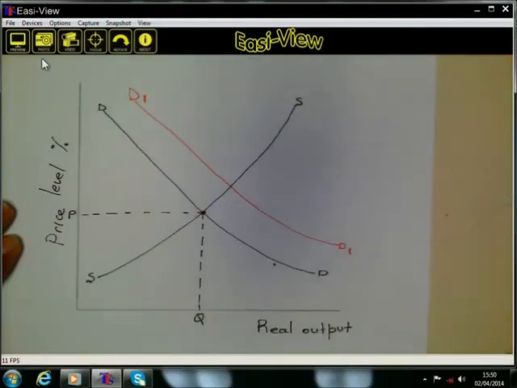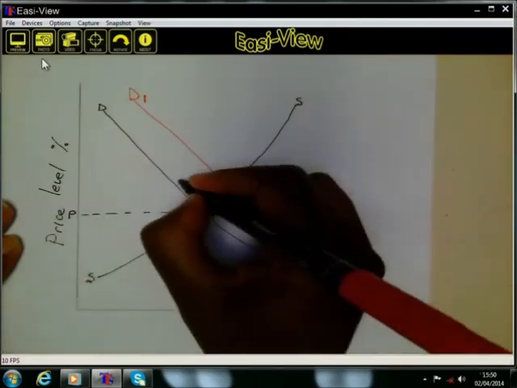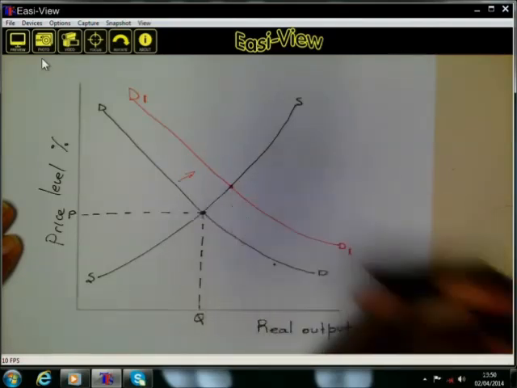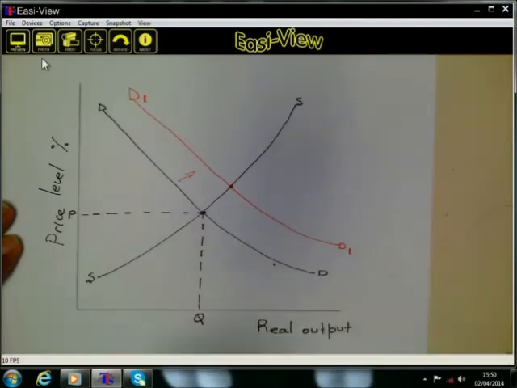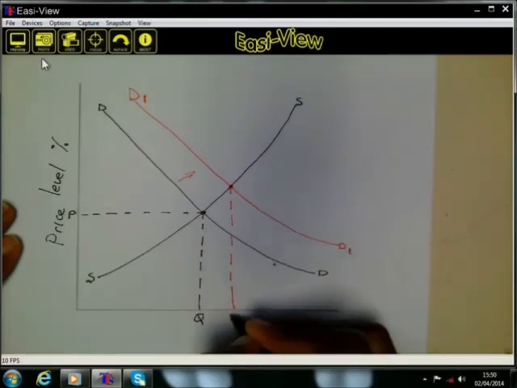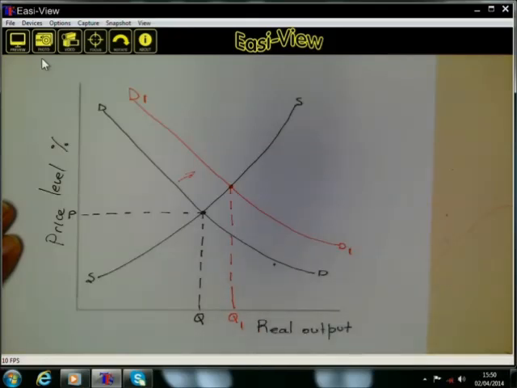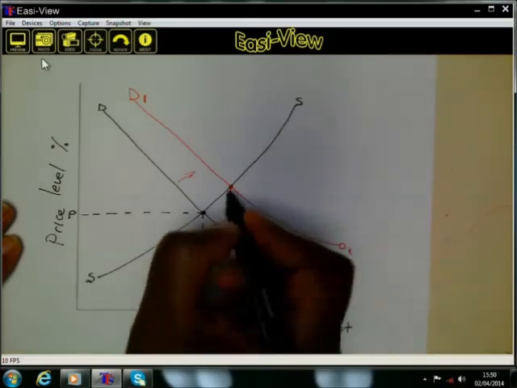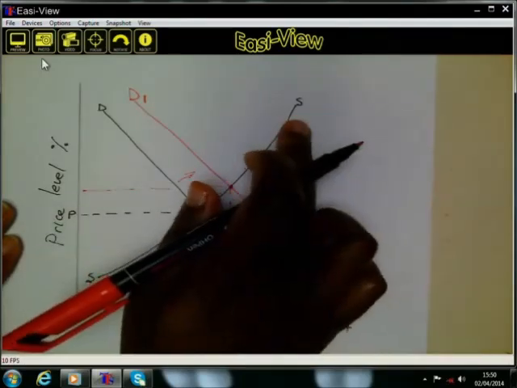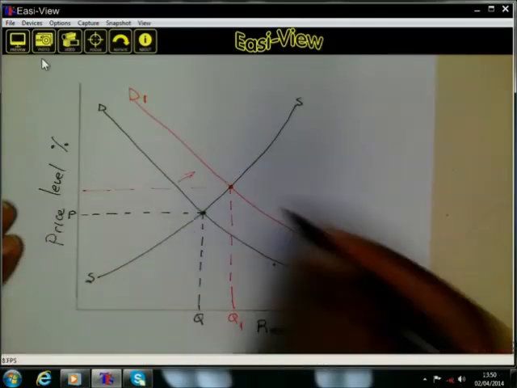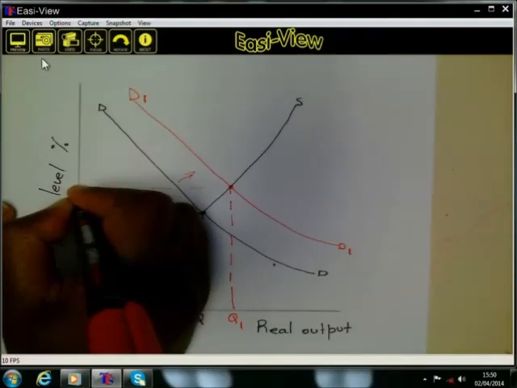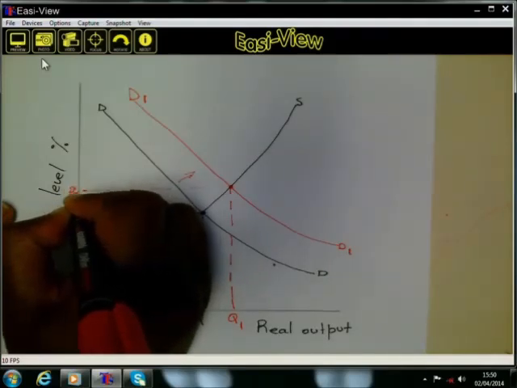But now what is the problem? As you can see, demand has shifted to the right, but supply has remained the same. So the problem we are going to encounter is that yes, we have spent more and increased our quantity, but the catch is when demand increases but supply remains the same, we are going to have an increase in price. So you see the price increases to P1.